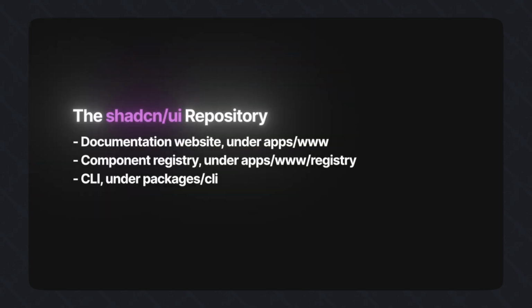The shadcn-ui project is a monorepo that contains a collection of packages and applications using Turborepo, the tool that helps manage monorepos. The repository includes a documentation website under apps/www, a component registry, which is the core of the library. We're going to talk about it more in a second, under apps/www/registry, and the CLI under packages/cli. We'll look at that in a second.